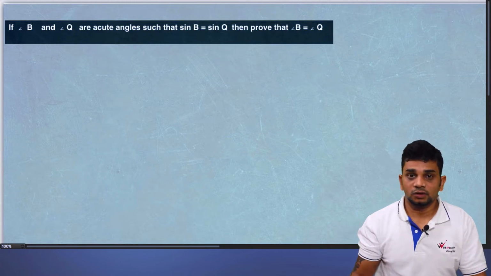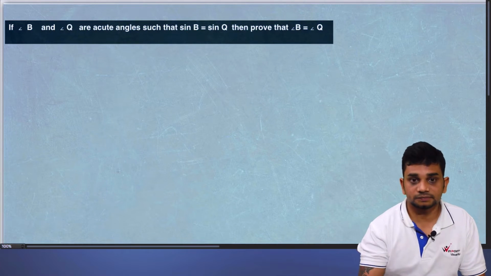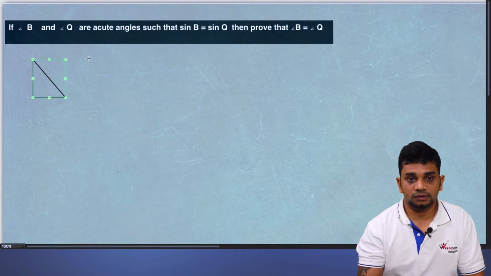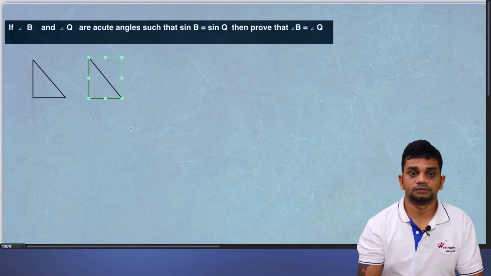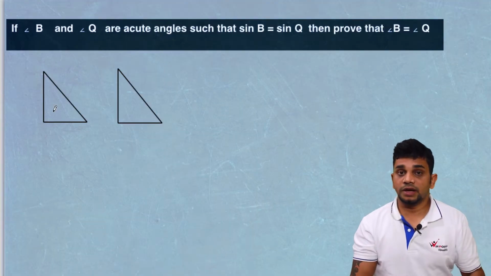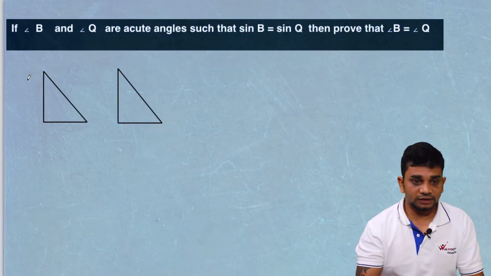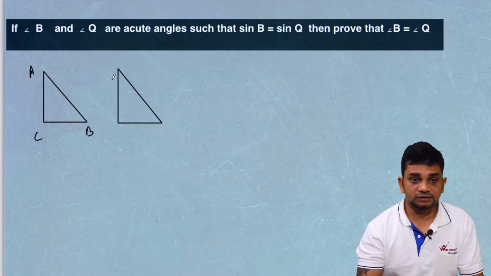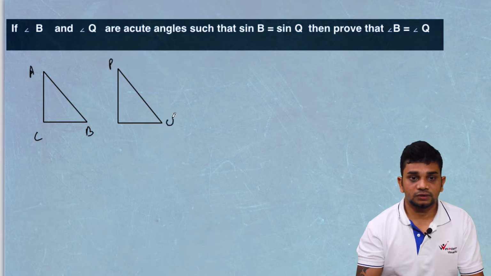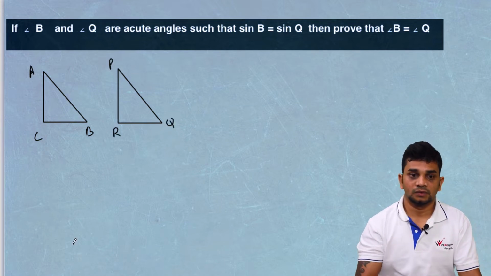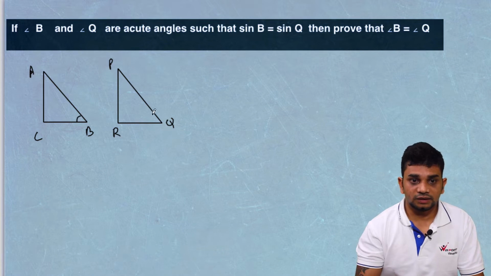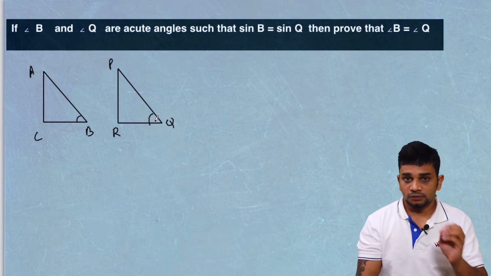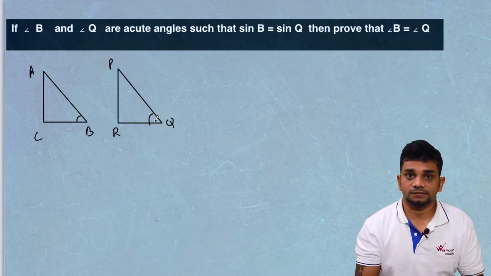There are two triangles. So first we are going to draw those two triangles. Triangle number 1 and triangle number 2. We need to give names for these triangles. This triangle is ABC, and this triangle is PQR. This is angle B and this is angle Q. We need to prove angle B equal to angle Q, right? For that we are going to prove these two triangles are similar.